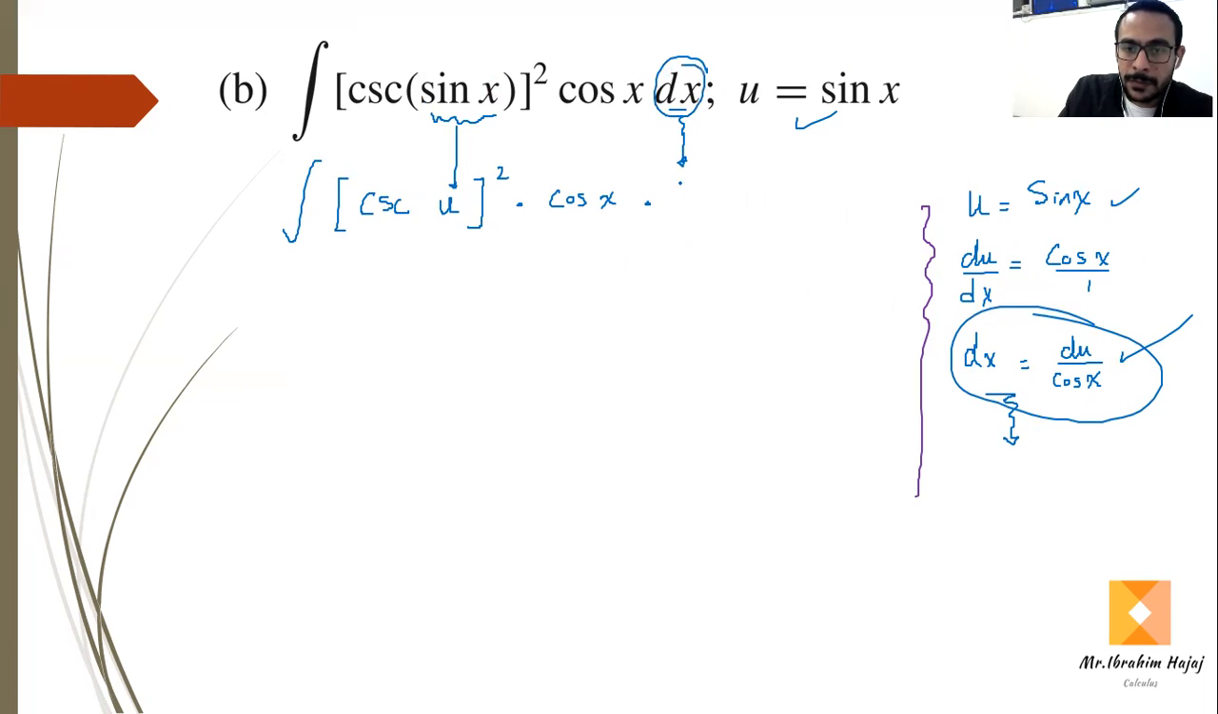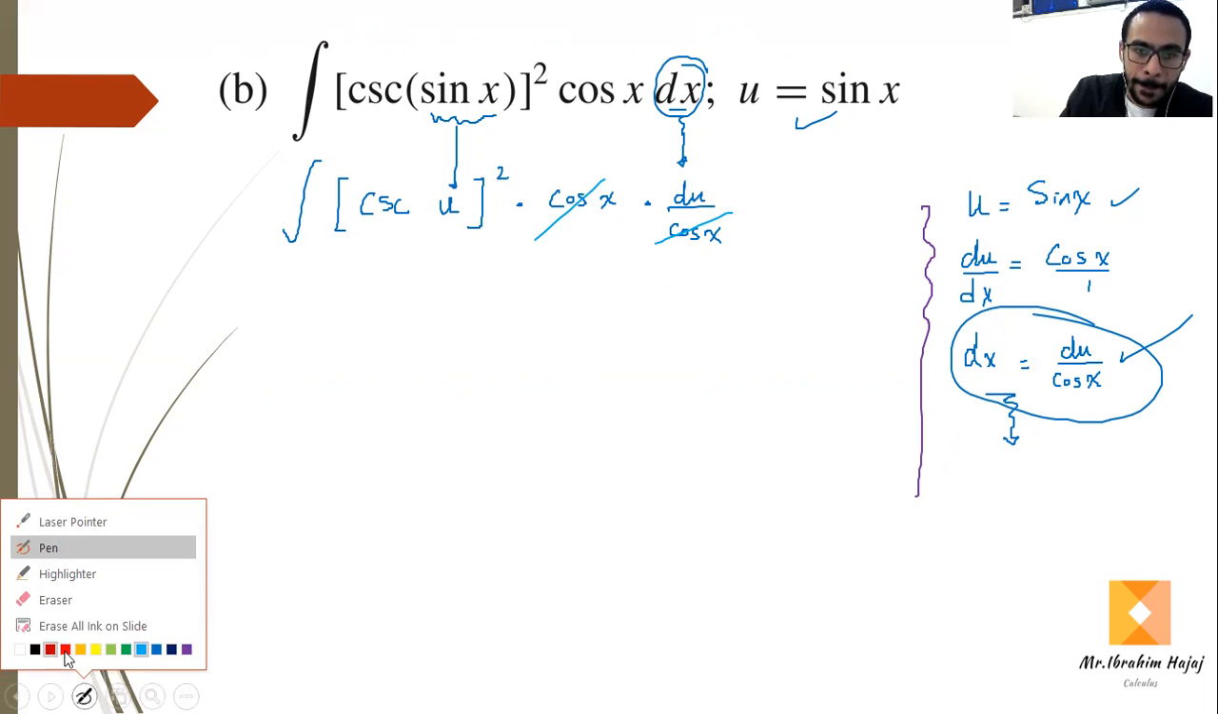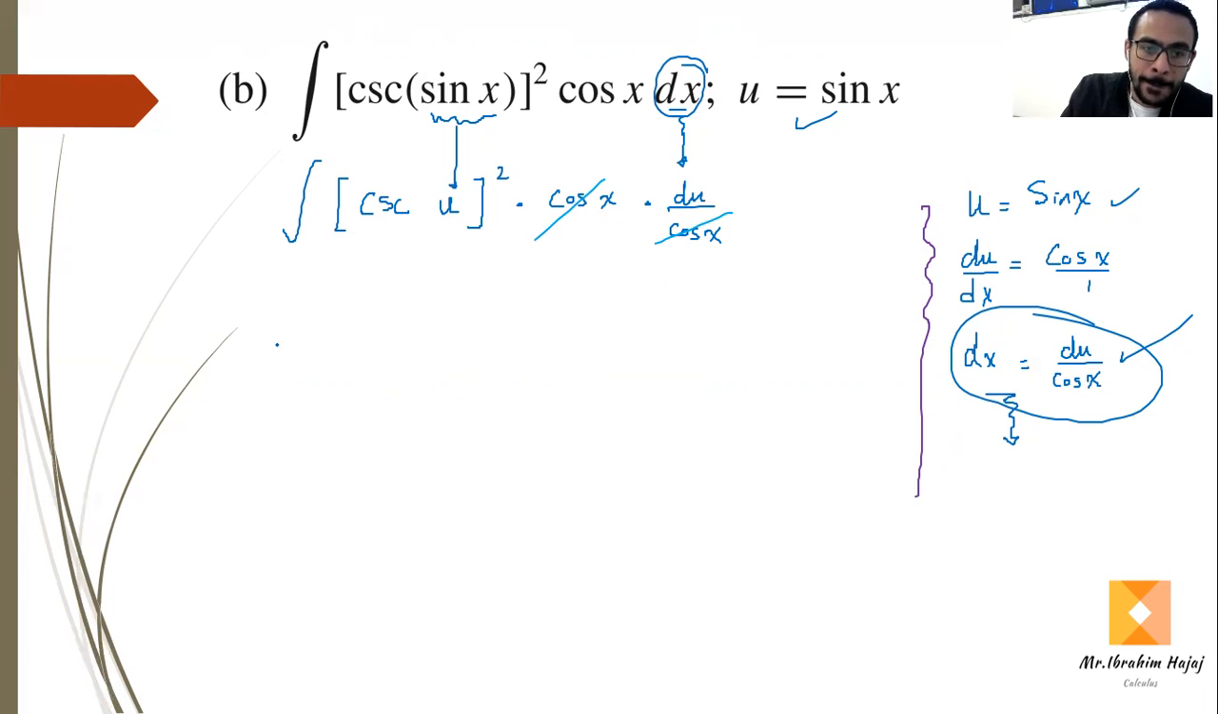Cosine x and cosine x cancel each other out. I'm going to cancel them out here. And now the integral of cosec u all squared is the same as cosec squared u. The squaring, guys, applies to the cosec, not the u.